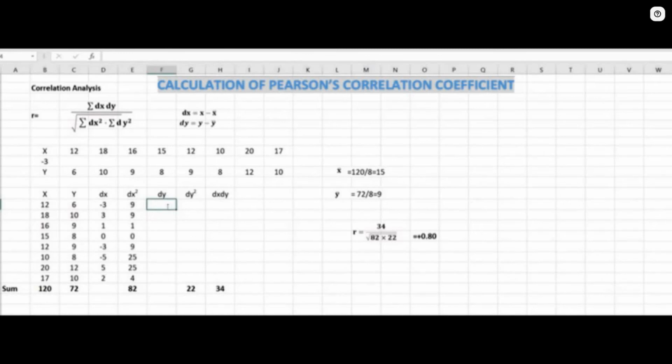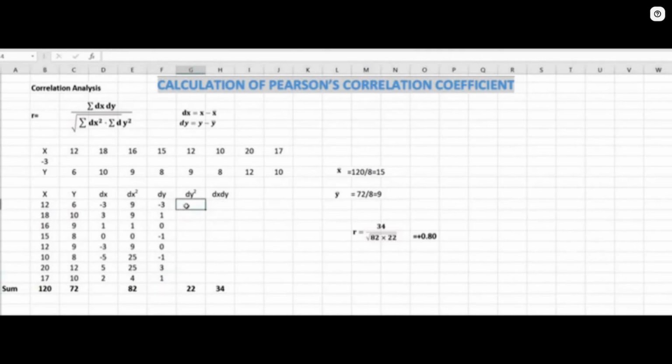So 6 minus 9 will be minus 3. 10 minus 9 will be 1. 9 minus 9 will be 0. 8 minus 9 will be minus 1. Again 9 minus 9 will be 0. Then again 8 minus 9 will be minus 1. Then 12 minus 9 will be 3. And 10 minus 9 will be 1.